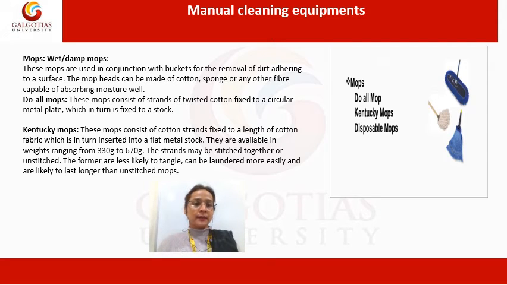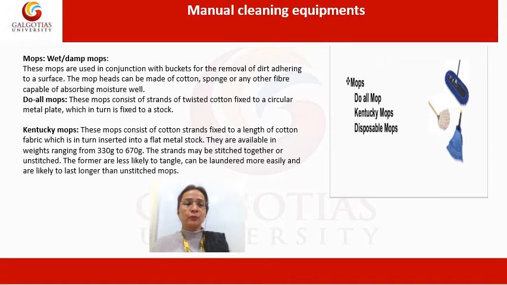Wet mops are used in conjunction with a bucket for the removal of dirt adhering to a surface. The mop heads can be made of cotton, sponge or any other fiber capable of absorbing moisture as well. Dual mop. These mops consist of strands of twisted cotton fixed to a circular metal plate, which in turn is fixed to a stalk.